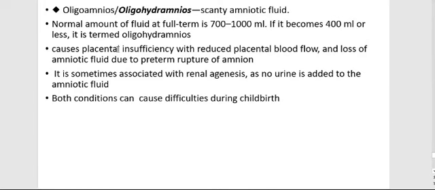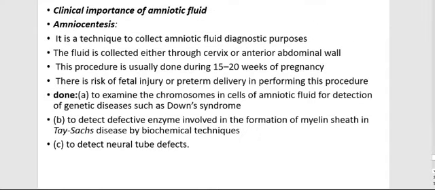And sometimes it's also attributed to renal agenesis. So the kidneys did not develop. The fluid is also contributed by the urine from the fetus. So the fetus urinates into the amniotic cavity, also contributing to the levels of the amniotic fluid. So if kidneys fail to develop, it can cause oligohydramnios. Because of scanty amniotic fluid, it can lead to difficulties during labor or childbirth.